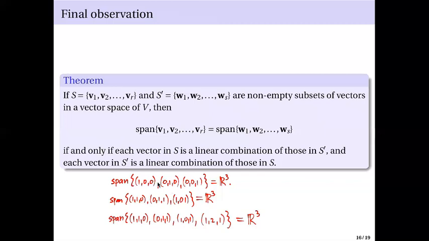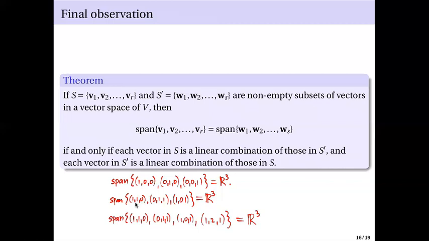If I get the linear combination of all of this, okay? For example, (1, 0, 0), I can write it as a linear combination of any of these three vectors here. (0, 1, 0), I can also write it as a linear combination of these three vectors here. (0, 0, 1), I can also write it as a linear combination of these three vectors. That's your first part here.